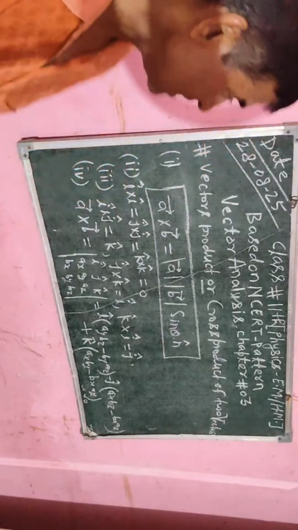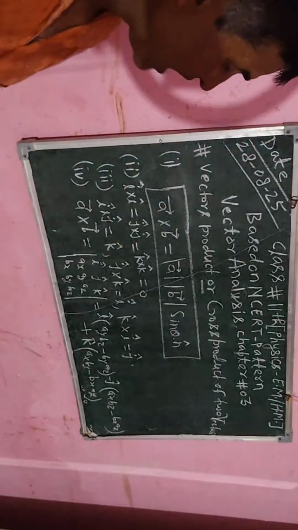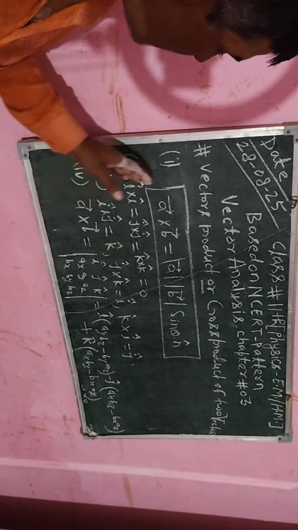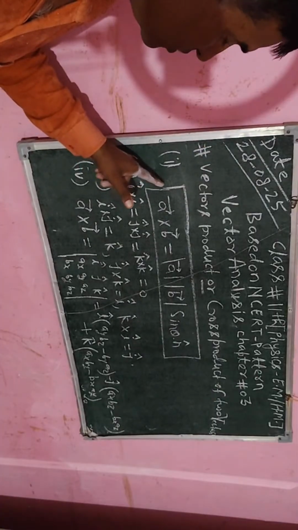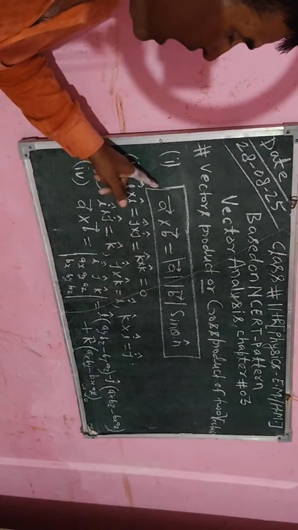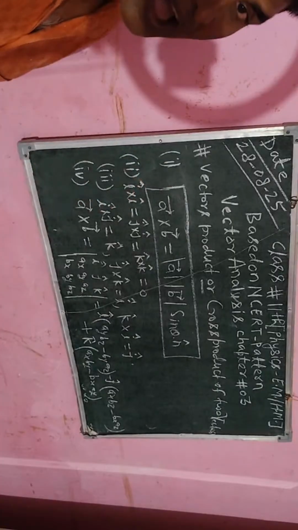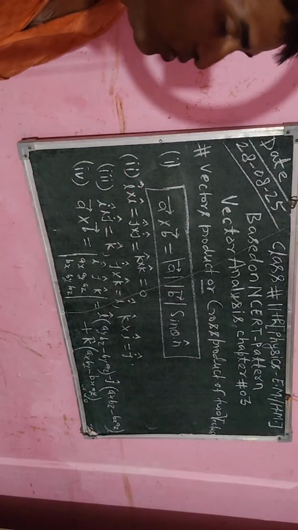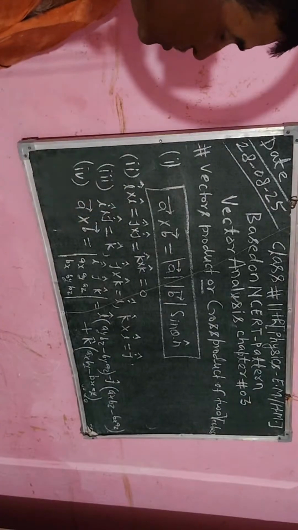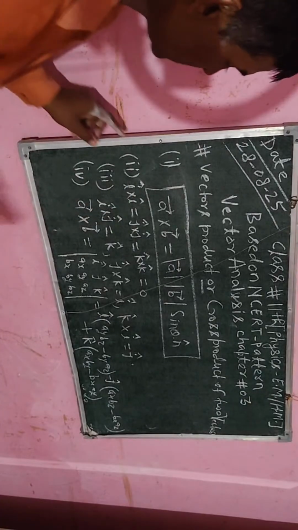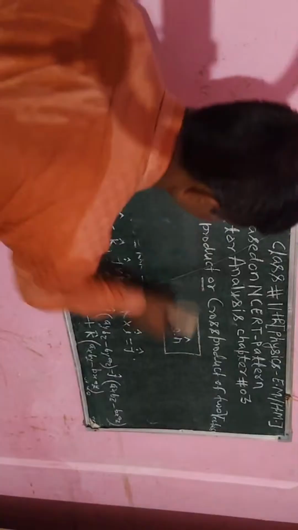Okay students, each and every topic of physics I will explain in detail. Now I am going to write one question which is based on this concept, and then I will get the area of the parallelogram by using the cross product in numericals.